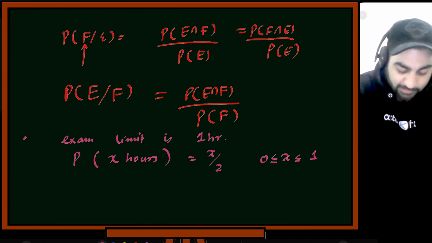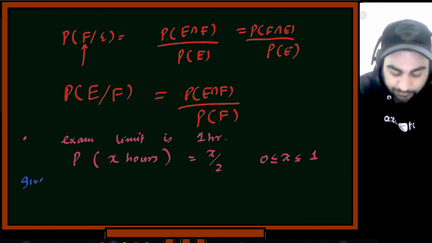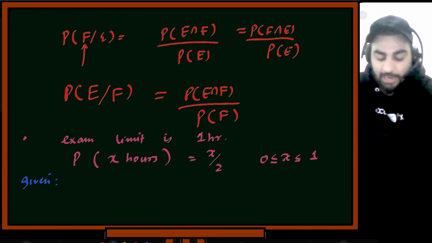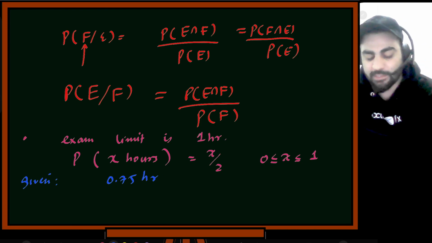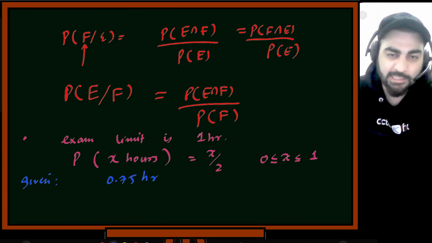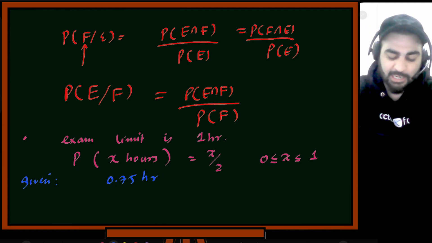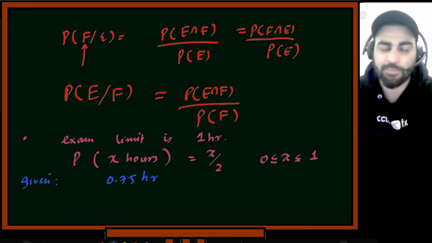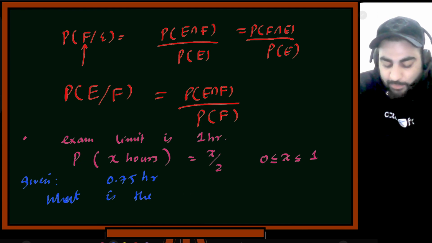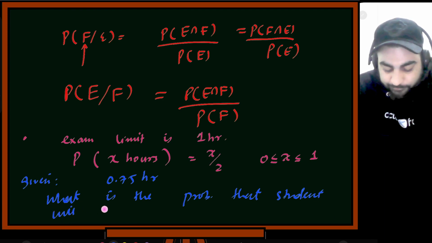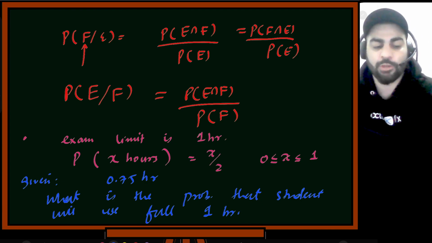Now you have a given situation. What is given to you is that at 0.75 hours, that is, he has spent 45 minutes in the exam, he is still writing his answer paper. So what is the probability that the student will use the full 1 hour? This is the question that is given to you.